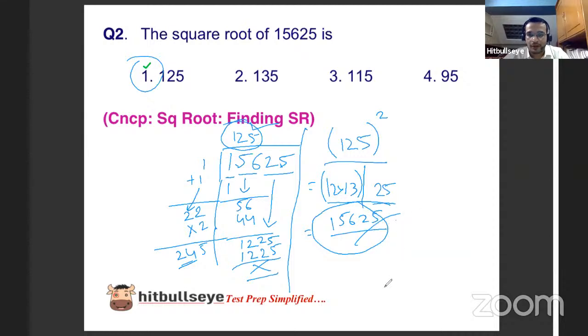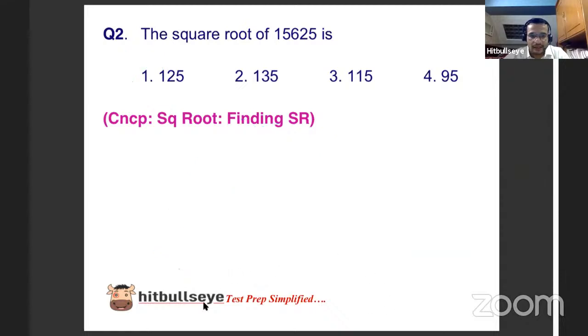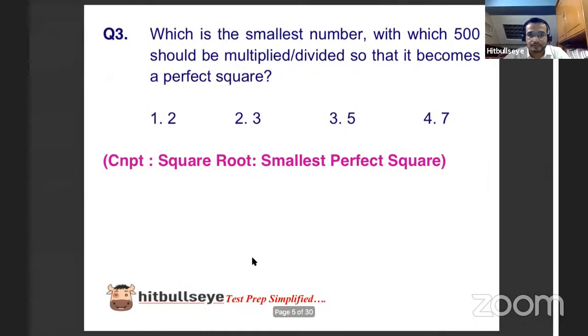Perfect. All right, let's go forward. And in this way, I'm able to find my answer. Let's go to the next one and see what is the next question coming. Now I'm sure you should be able to find it in a much faster manner. Okay, this is an easy one. So I'll give you 30 seconds. Please go through the question. I'll read out: which is the smallest number with which 500 should be multiplied or divided so that it becomes a perfect square?